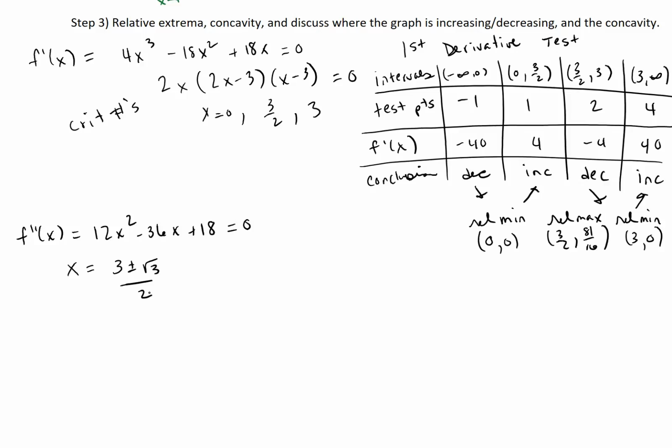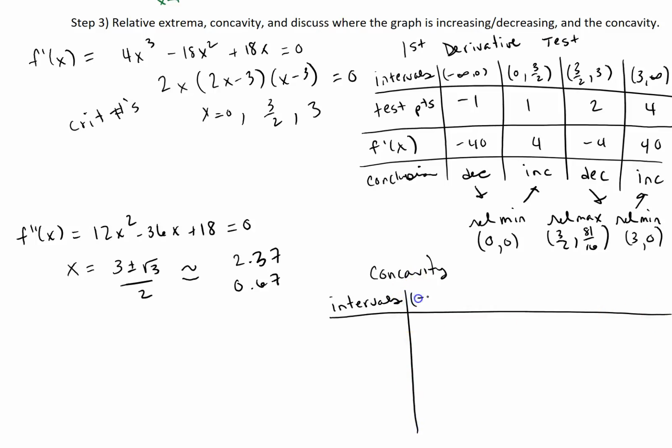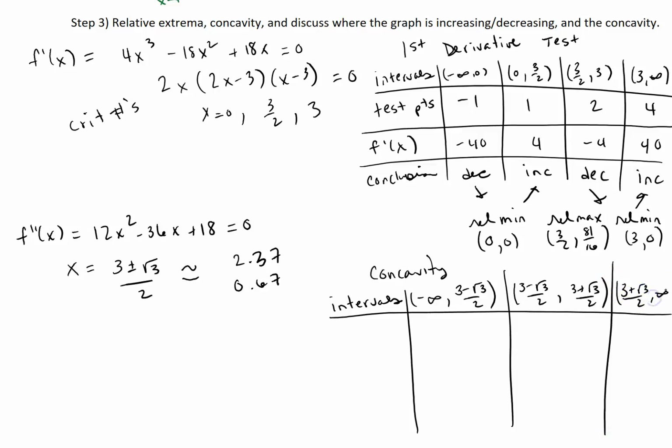Now, again, this is not a very pretty number. These are our potential points of inflection, but I do want to at least kind of know where they exist. So if I find the positive of this, I get about 2.37, and the negative of this, I get about 0.67. So we're going to check for concavity. So I need intervals. So I'm going to have from negative infinity to 3 minus the square root of 3 over 2, which is that 0.67. From 3 minus the square root of 3 over 2 to 3 plus the square root of 3 over 2, which is the 2.37. And from 3 plus the square root of 3 over 2 to infinity.